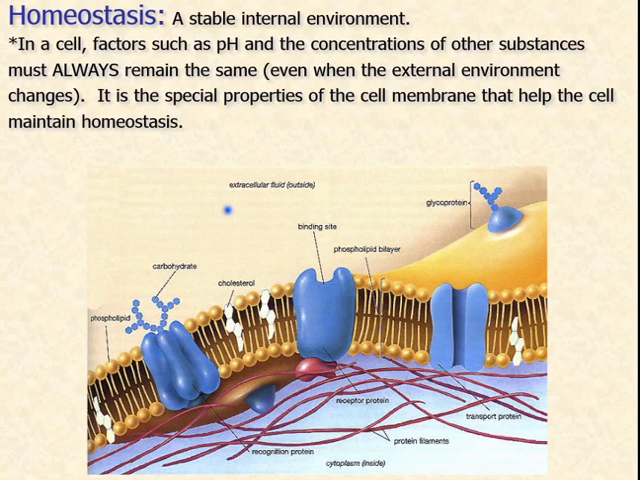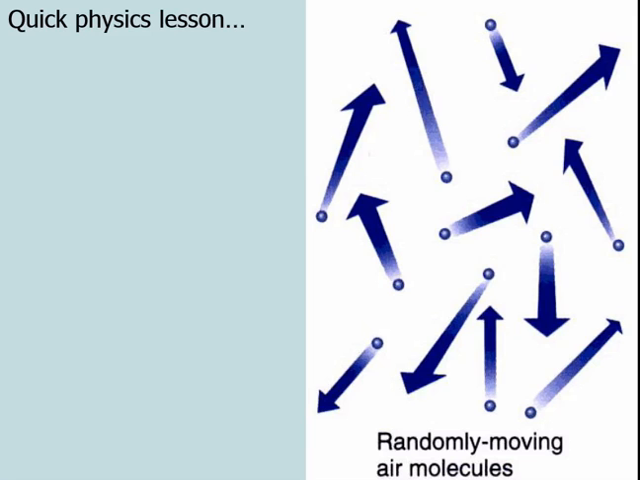Again, an example of homeostasis would be human body temperature, 98.6 degrees Fahrenheit. We maintain that constant, stable environment. Even if the temperature outside goes down or the temperature outside goes up, we still need to maintain that constant environment. That's called homeostasis. Now, this is some of the ways in which cells maintain homeostasis.